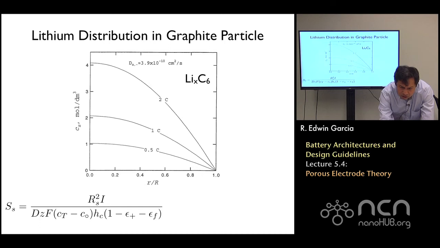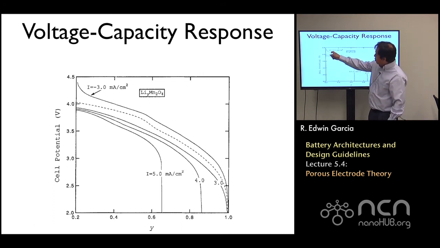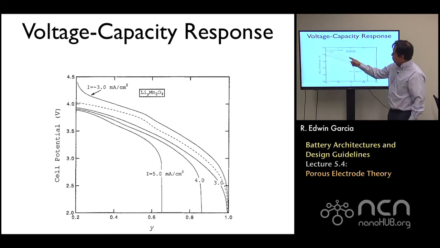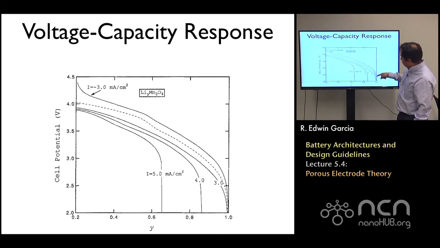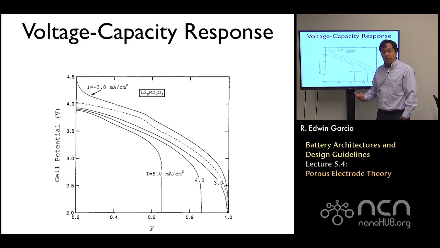At the end of the day, what we care, however, is what the macroscopic voltage of the cell is. So you can see here how for 3 milliamps per centimeter square discharge, you can get one type of response, but as the C rate increases from that number to 4 or 5, the voltage will drop as a result of these transport limitations that occur in the cell.